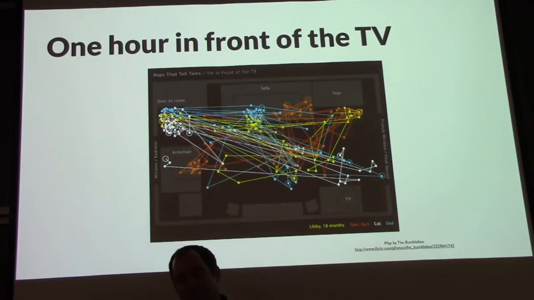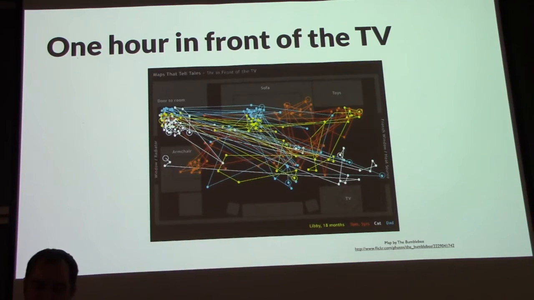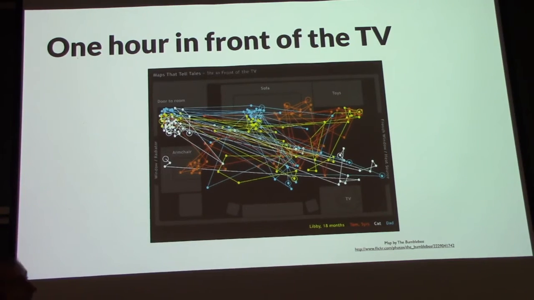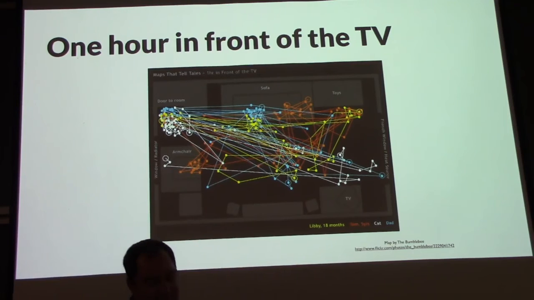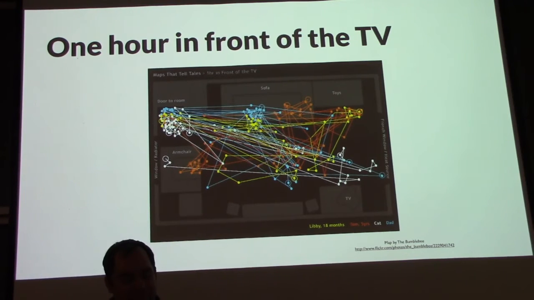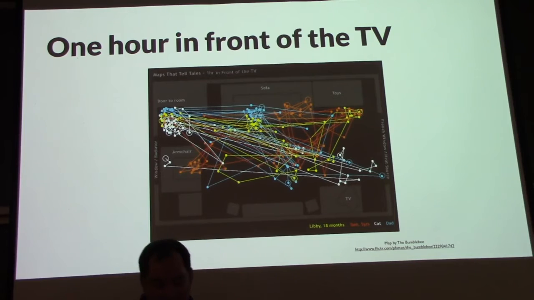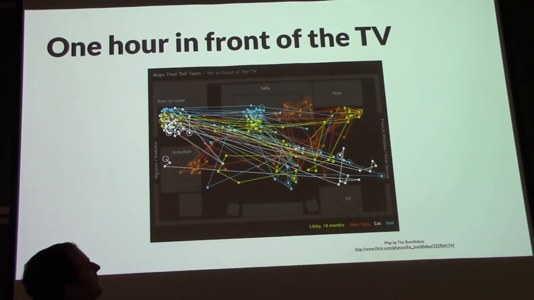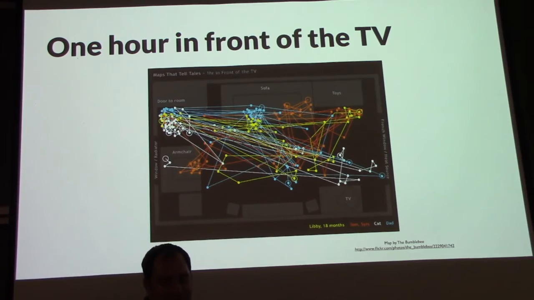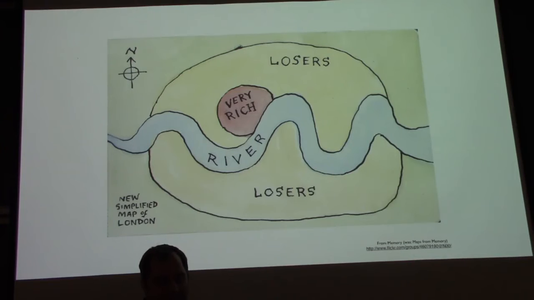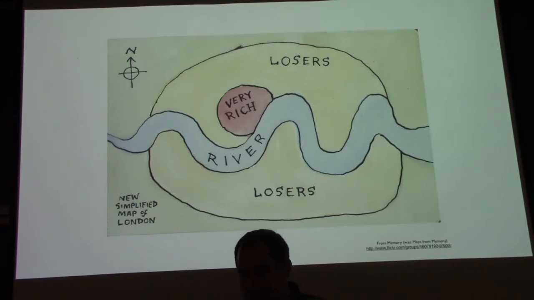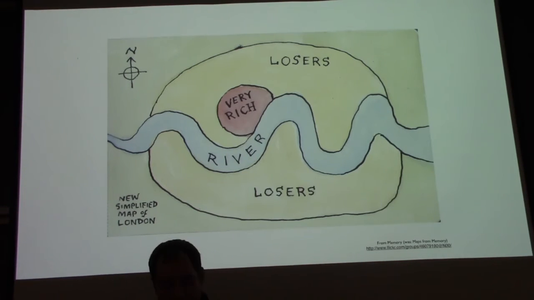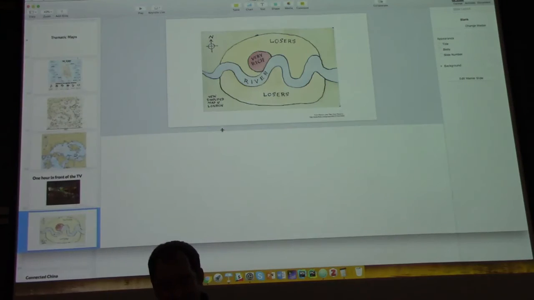You can have maps that are not geographical but on the inside of a building. So here is tracking of people and the house cat, where they were within a couple of hours in a living room while the TV was on. And then this is a map of London in a very abstract sense. Okay.